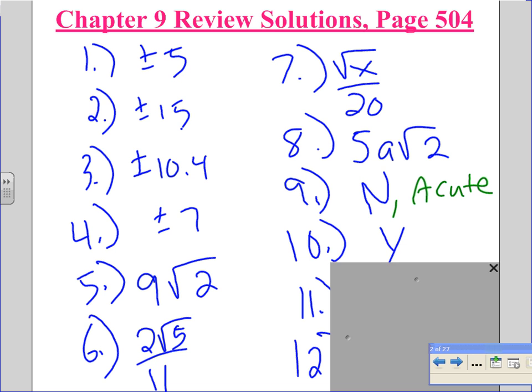Good. Number 10 is yes. It is a right triangle. Michelle, number 11. Good. 11 is yes. It's also a right triangle. Ben, number 12. Good. Do you know what kind of triangle it is?